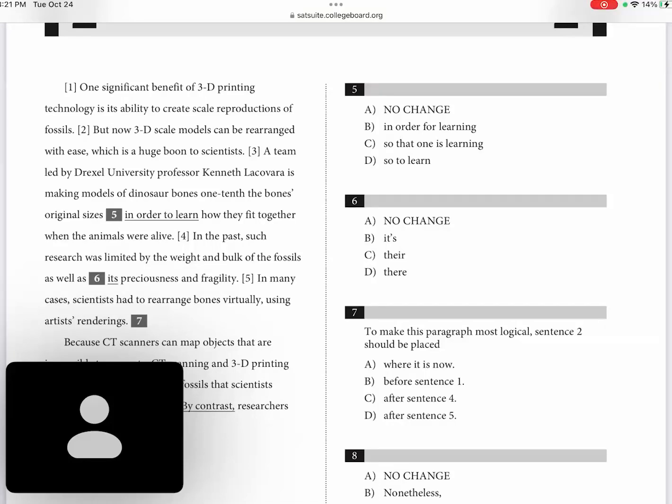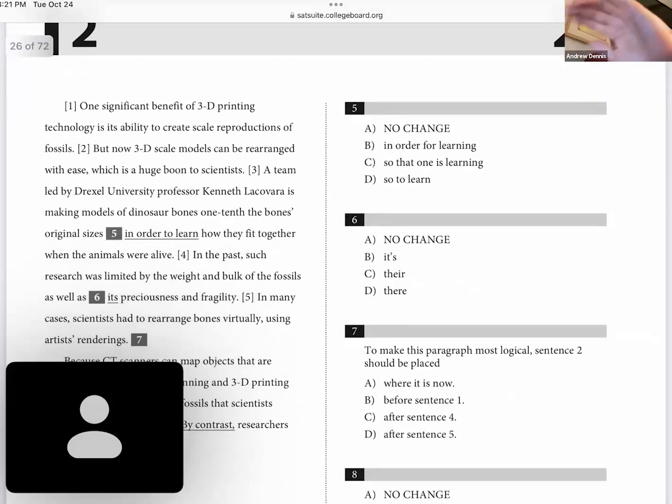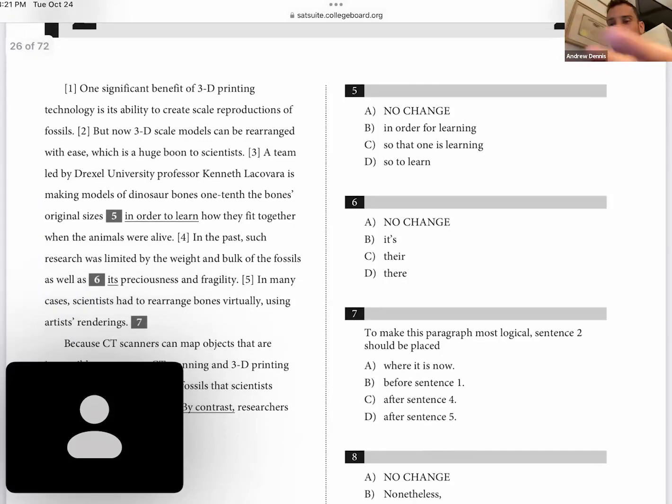Oh, we're saying sentence 2 should be placed. I'm sorry. The sentence they're trying to place is sentence 2, which is: but now 3D scale models can be rearranged with ease, which is a huge boon to scientists. So that's the sentence. So where it is now, one significant benefit of 3D printing technology is its ability to create scale reproductions of fossils. But now 3D scale models can be rearranged with ease, which is a huge boon to scientists.